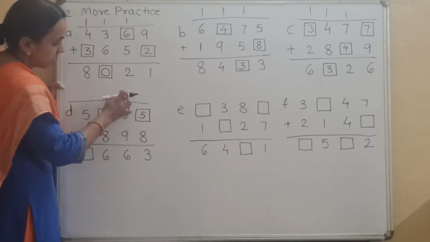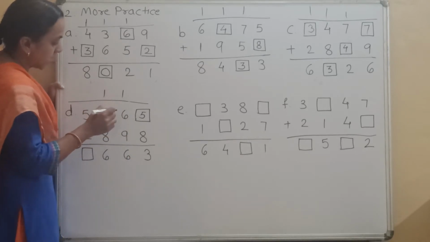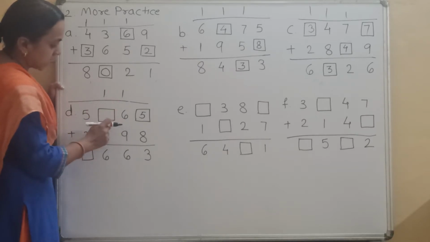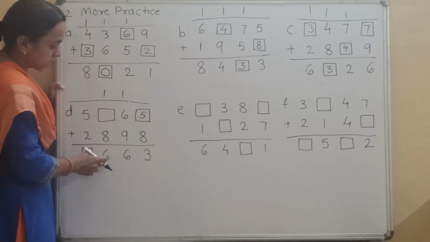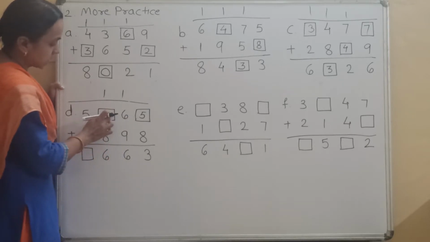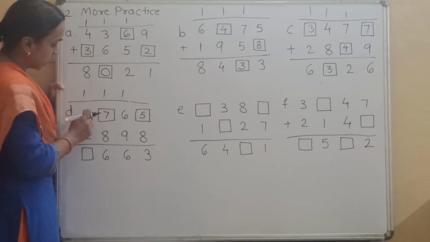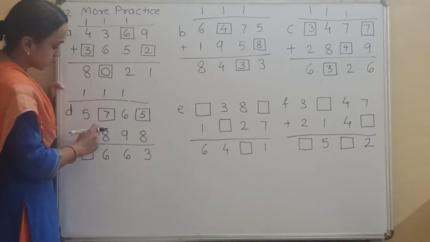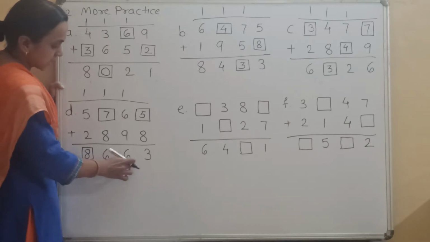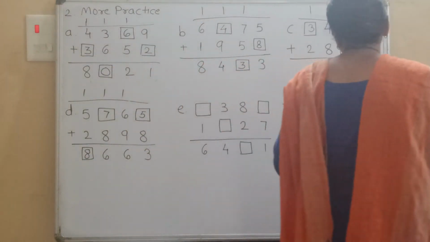Okay. So 9 plus 1, 10. 10 plus 6, 16. 6 is already here. What is the carry? 1. 8 plus 1, 9. And 9 plus which number equals 16? 9 plus 7. See here also, 7 plus 1, 8. 8 plus 8, 16. So what is the carry? 1. 5 plus 1, 6. 6 plus 2, 8. What is our answer? 8663 is our answer.